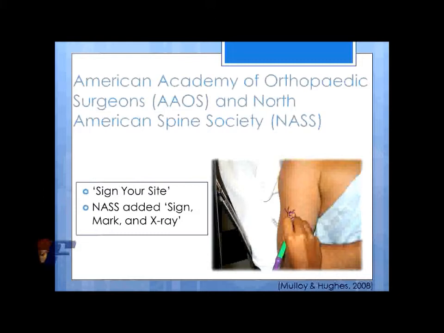After taking a look at a lot of the malpractice claims, the American Academy of Orthopedic Surgeons created Sign Your Site, and this promotes marking the surgical site. A special aspect of this campaign involves putting a no on the incorrect site. As well, the North American Spine Society helped by adding Sign, Mark, and X-ray, and this involves making a mark on the site and side of the spine and a checklist which helps with verification.